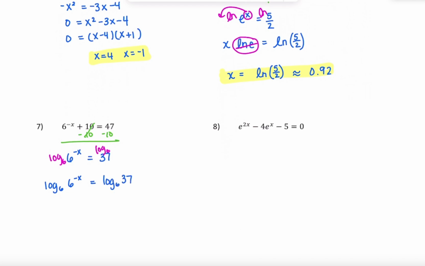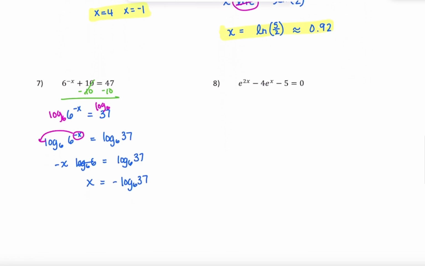And then I'm gonna move the exponent down. Negative x times the log base 6 of 6, which is just 1. And then I can divide both sides by negative 1. So x is negative whatever the log base 6 of 37 is. And you can type that into a calculator, or that is your exact answer.